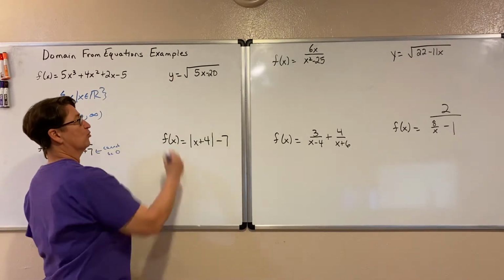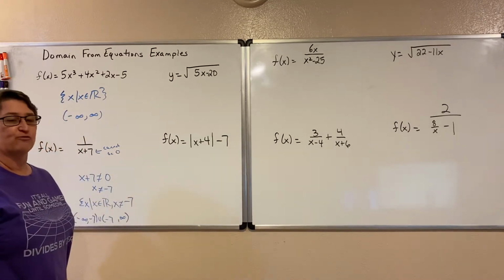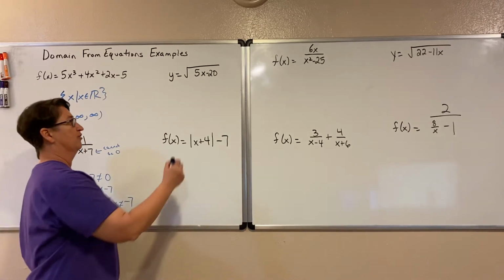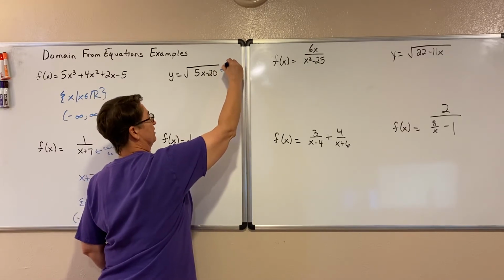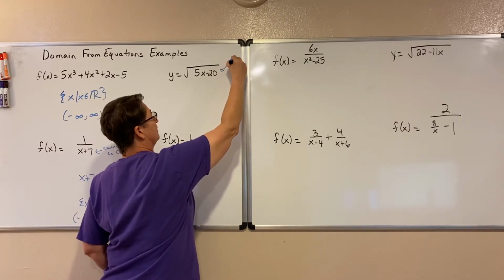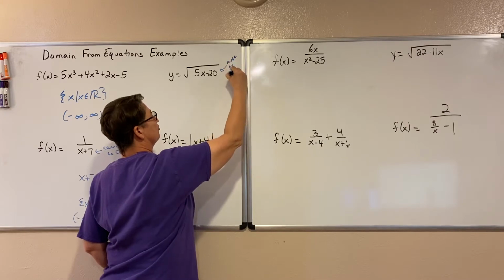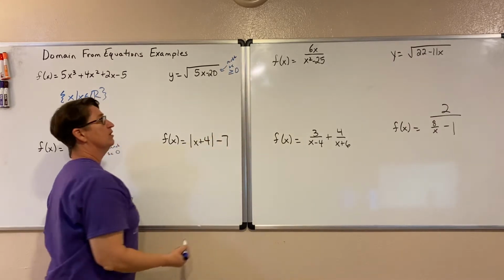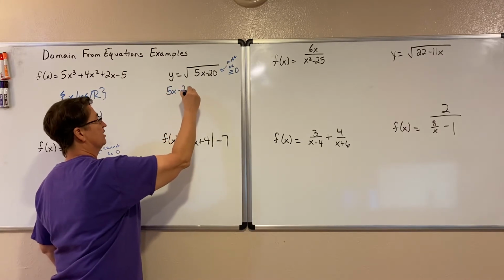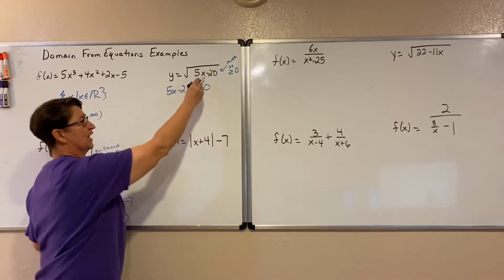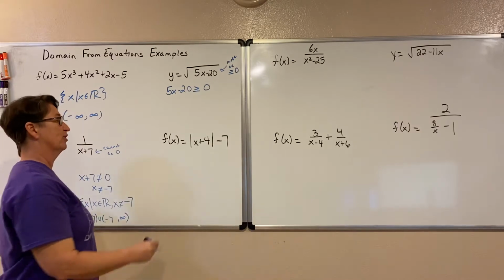Here, this is a square root function. Our square root functions also have a restriction on the domain. Underneath the radical has to be positive, so must be greater than or equal to 0. So we take what's underneath the radical and we just set it greater than or equal to 0. We can't have a negative underneath there and get out a real value.